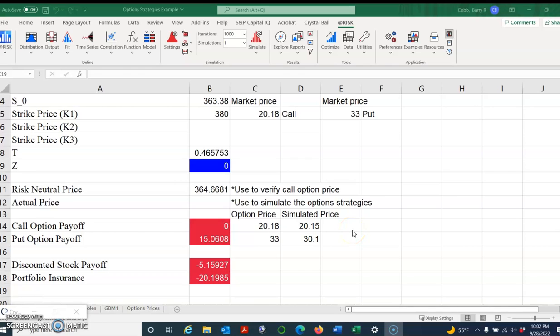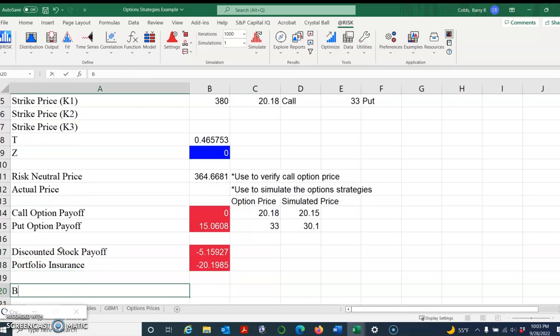Now that we've discussed valuing the portfolio insurance strategy, we're going to look at some other strategies for options that can be used if investors want to make certain bets on the way the stock price will move in the future before the expiration date of the options. So we'll look here at something called a Bull Spread strategy.